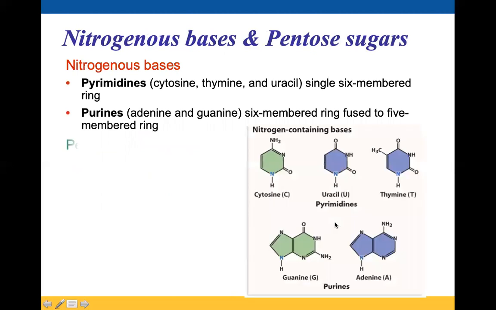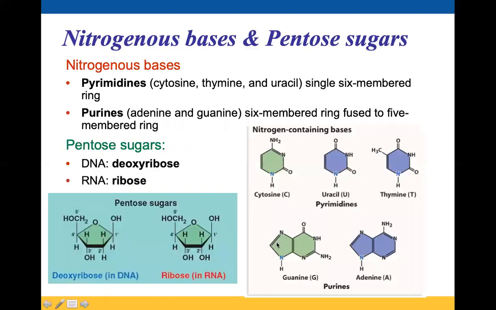Now, you don't have to know how to draw each one of these by any means, but you do want to know the difference between a purine and a pyrimidine. Purines are adenine and guanine. Remember, pure as gold: A for adenine and G for guanine. And then the pyrimidines are going to be cytosine, thymine, and uracil. Those are going to be the single ring structure. The purines, adenine and guanine, have two ring structures.